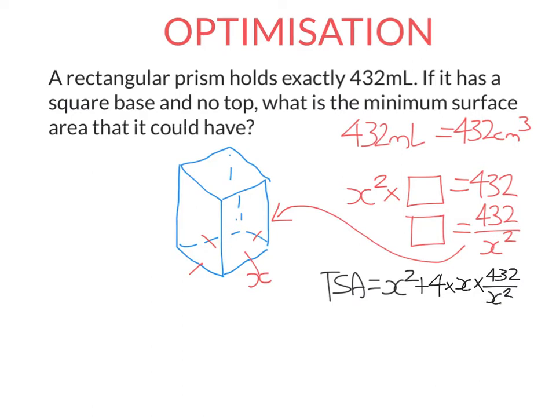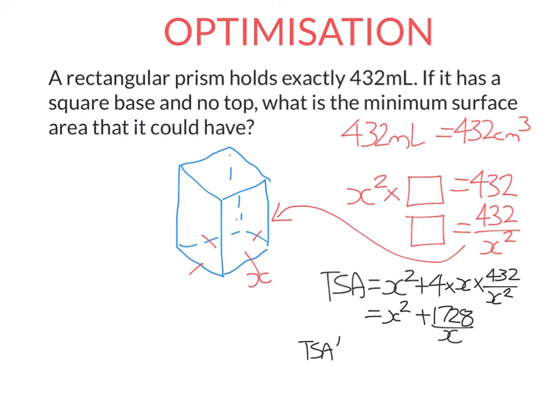So we're just going to make that a little simpler. 4 times 432 gives 1,728. And we have x over x squared, so that just crosses out one of the x's. This is our function. It is a lot of work, but once we've found the function, it becomes really easy. So your first step is always to find the function, and then we differentiate it.